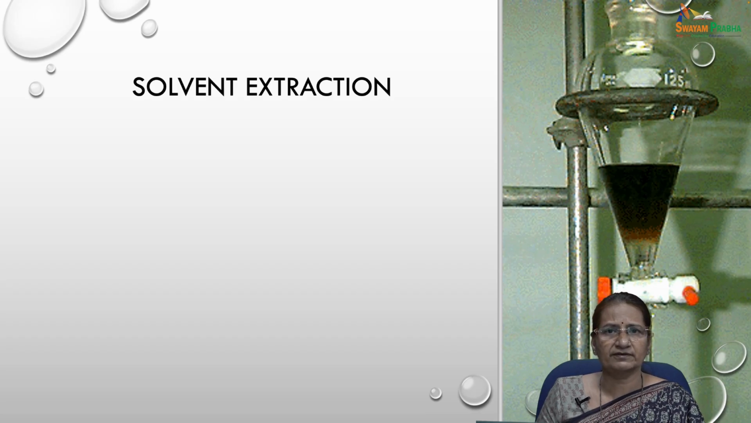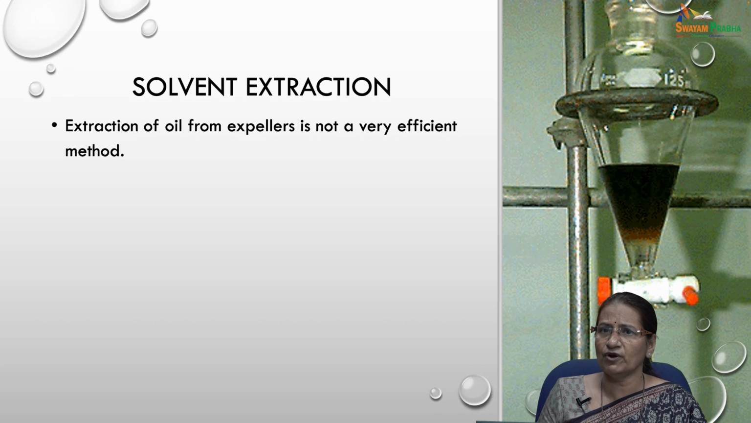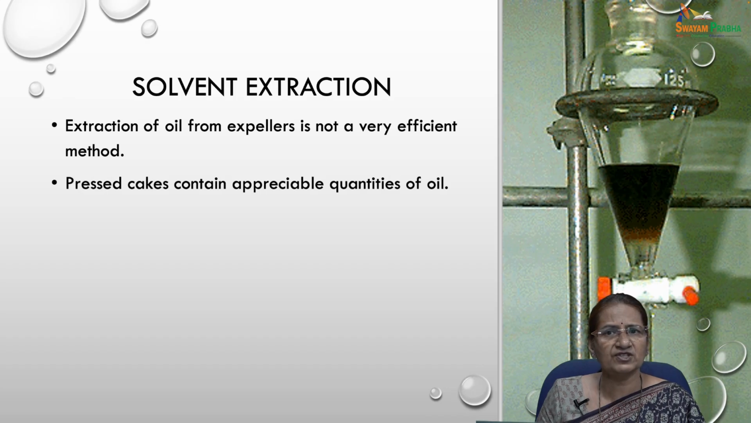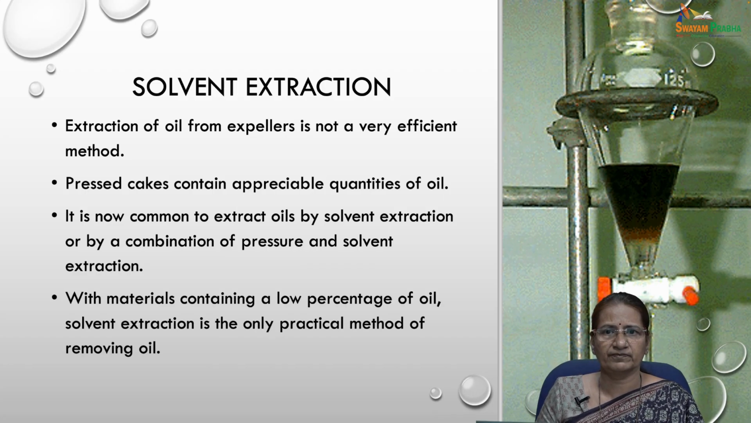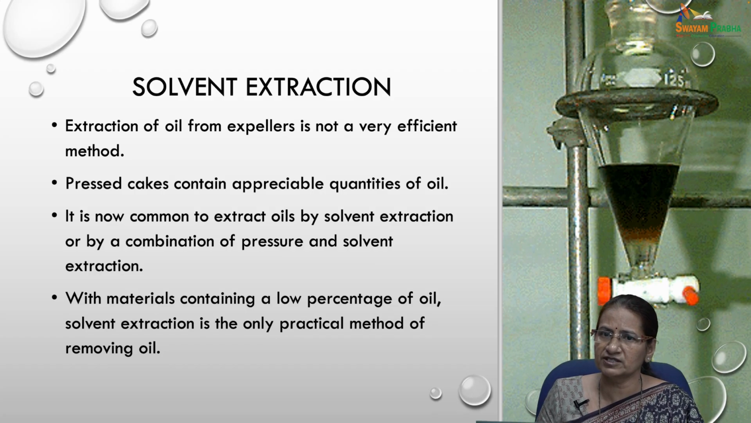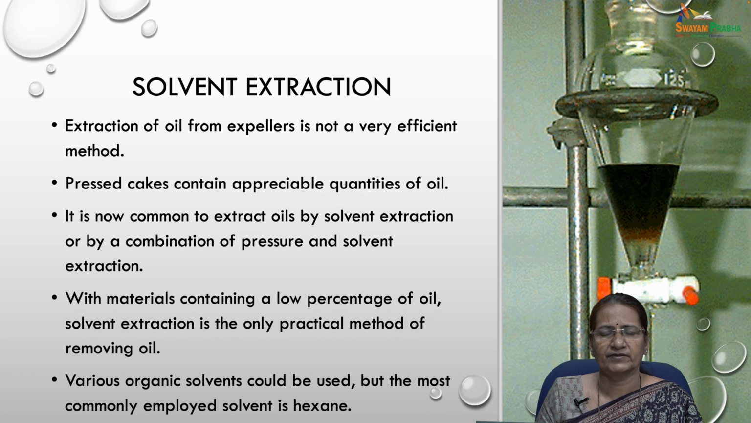Now, solvent extraction. Extraction of oil from expellers is not a very efficient method. Pressed cakes contain appreciable quantities of oil. Therefore, it is now common to extract oils by solvent extraction or by combination of pressure and solvent extraction. With materials containing a low percentage of oil, solvent extraction is the only practical method of removing oil. Various organic solvents could be used, but the most commonly employed solvent is hexane.